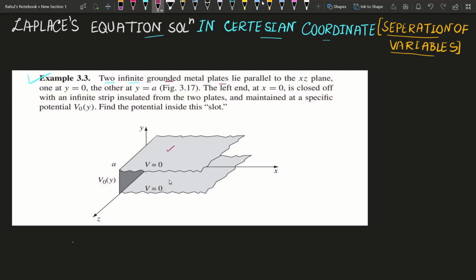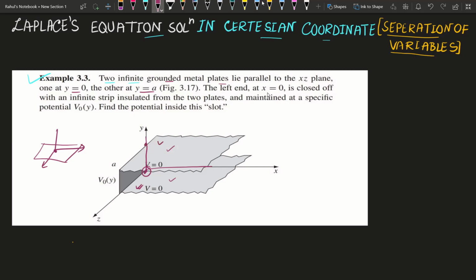That means this plate and this plate are parallel to the xz plane. These two meet the y-axis. This is the y-axis, and suppose this is the origin. They meet at the y-axis at y equal to 0. This is the meeting point, the below plane, which meets at y equal to 0. This is the coordinate system, and this is the plane situated at y equal to 0, and another plane at y equal to a.